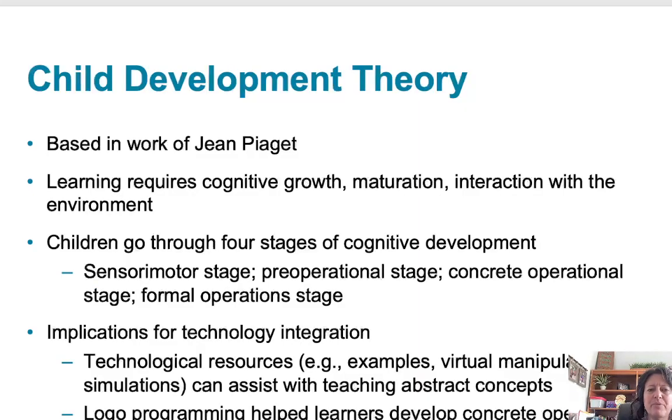Then we also have child development theories that are at play, and this is Jean Piaget. And this says learning requires cognitive growth, a sense of maturity and interaction with the environment. And according to him, children are going to go through 4 stages of development: the sensory motor, pre-operational, concrete operational, and formal operational stages. And what this means for technology is that technology is meant as resources for examples, visual manipulatives, and different simulations, and that these are great when you're trying to teach those abstract concepts that children need to learn and do.